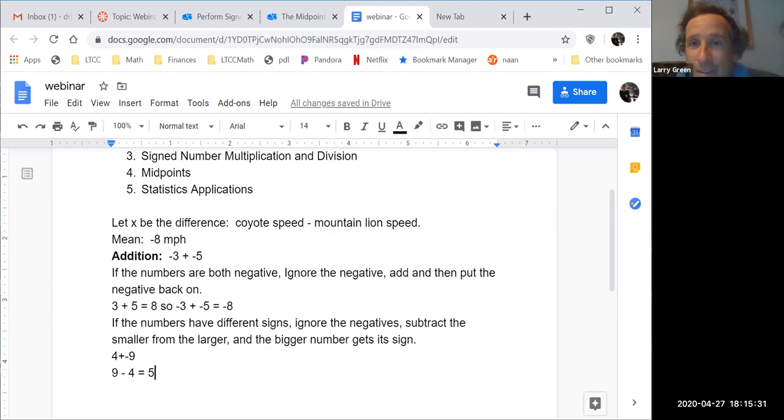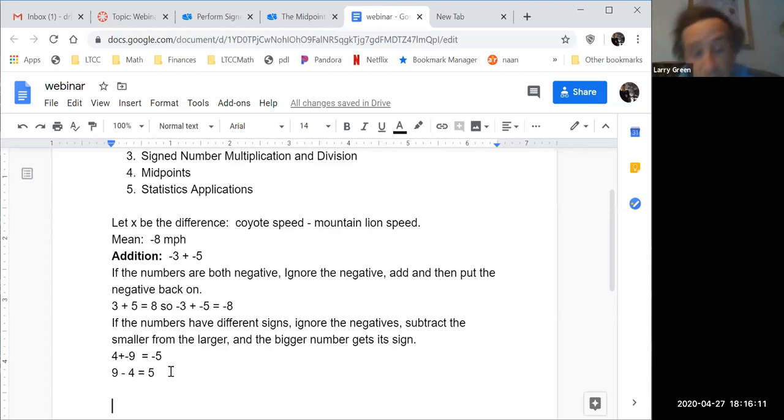Hopefully that's an easy answer. I'm trying not to be evil. I could have gone 3.725 minus 8.923. But that's just calculator work. So I want to show you what's going on, and that's important. Then you say, which is bigger? 9 is bigger than 4. The 9 is the one with the negative. Do you see that? So the bigger one was negative. That means I take that 5 and I make it -5. Any questions on that?